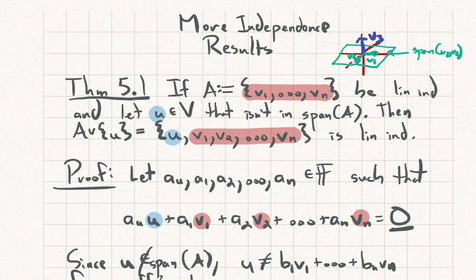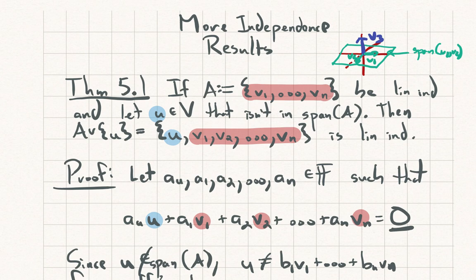All right, a quick review of what we talked about last class. We were talking about some more linear independence results. If you remember from last class, the idea was if we had a linearly independent set and a vector that wasn't in the span of that set, we could put that vector u in there and get another larger linearly independent set.